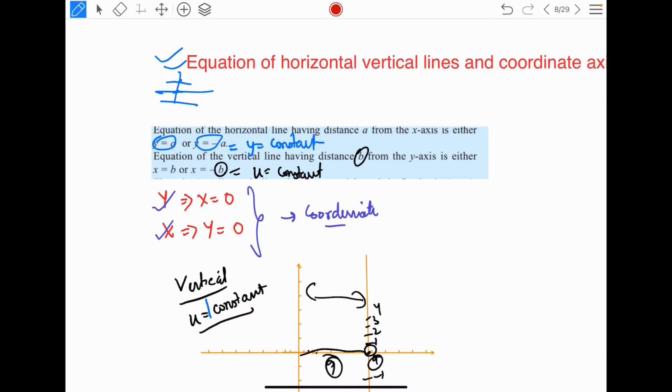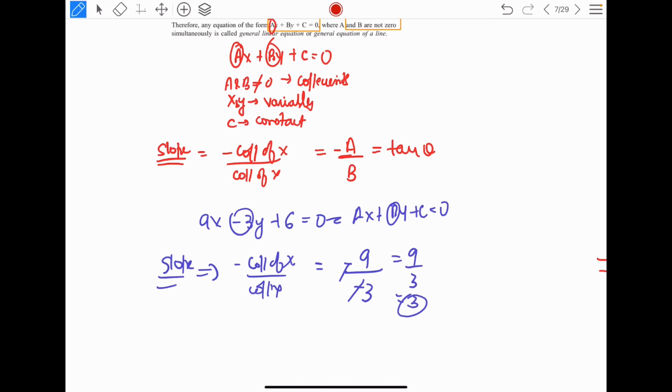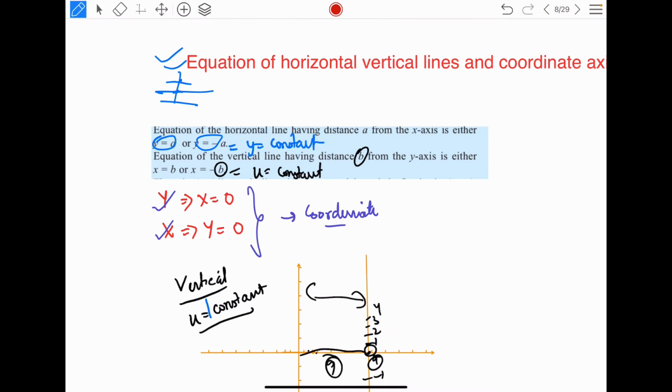What are the questions? Write the equation of a horizontal line which is at a distance of 5 units from the x-axis. So horizontal line, y is equal to 5. Simple. That's how you're going to do it. I have not taken any more questions on this because it's very simple.